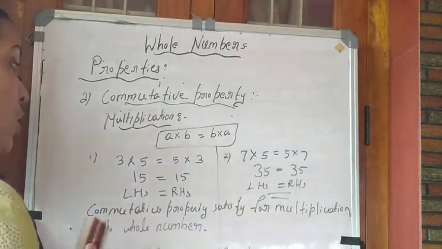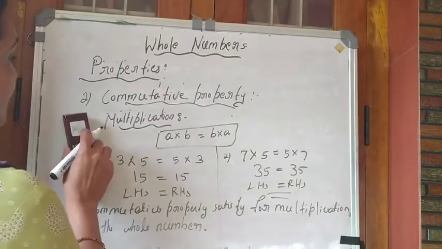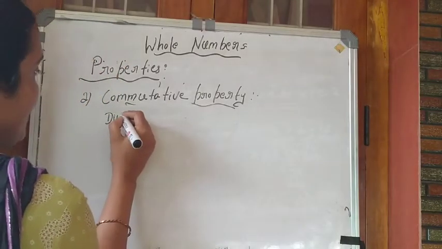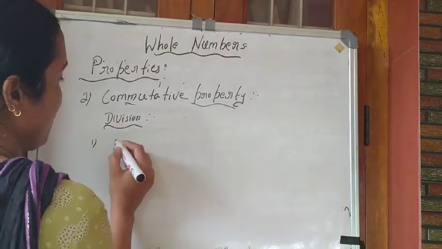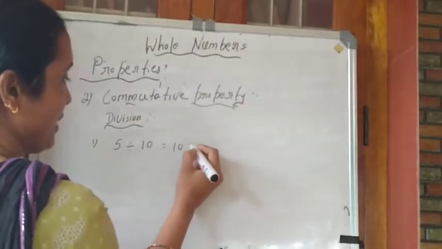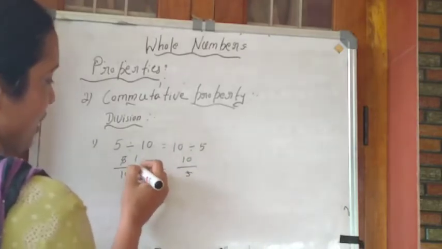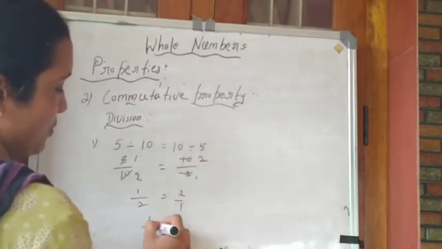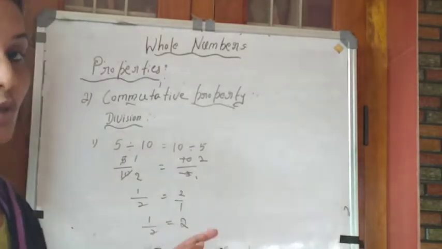Is it satisfied or not? We can check. For division, 5 divided by 10 is equal to 10 divided by 5. 5 by 10, that is equal to 10 by 5. 5 ones are 5, 5 twos are 10, so it is 1 by 2. And the other is 2 by 1. One is 1 by 2, another one is 2. Both are not equal. One is a fraction, another one is a whole number.